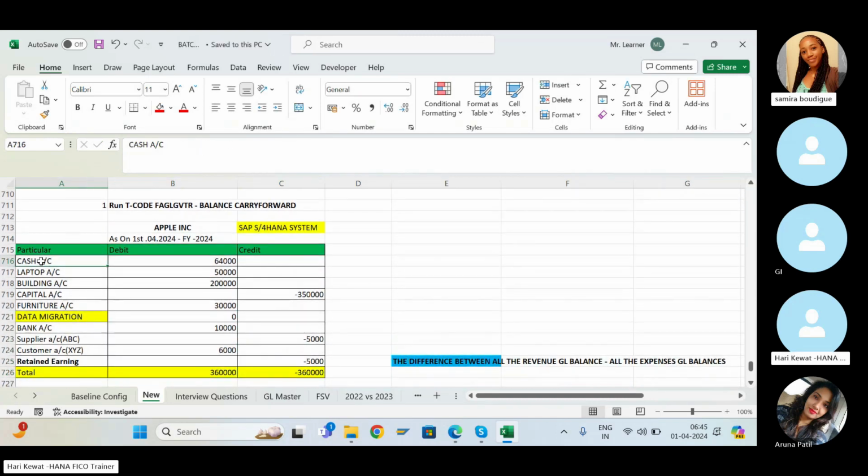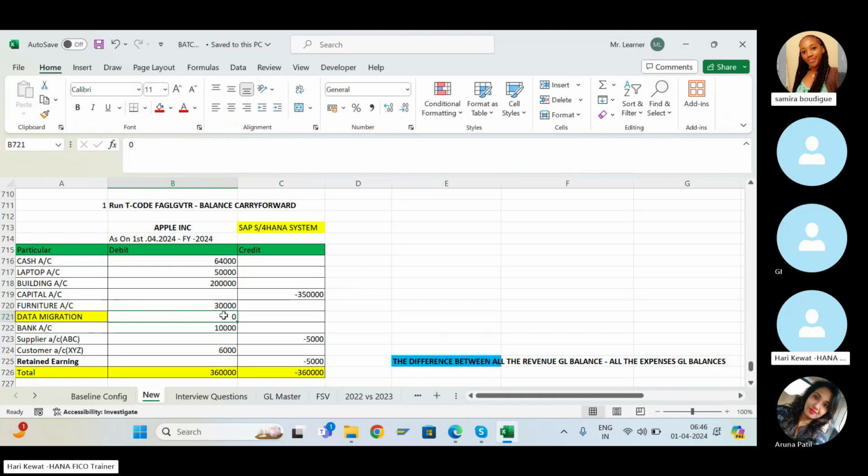If there is a debit balance, it will come as debit. If there is any debit and credit of any GL, then only the net balance will come here. So for the data migration GL, you have debit 365,000 and credit also 365,000, so that will become 0 here as an opening balance.